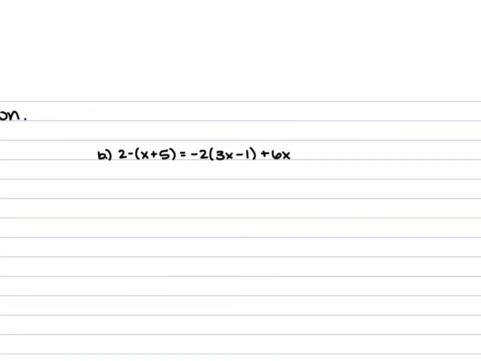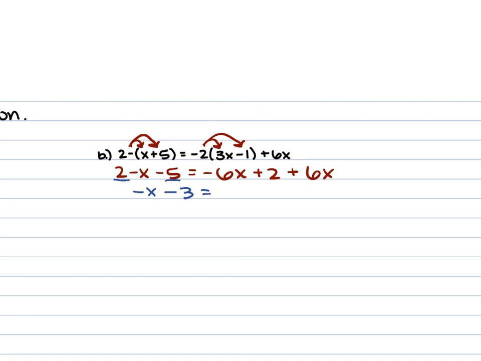And then for b, we're going to distribute the negative 2. So this is going to be 2 minus x minus 5 is equal to negative 6x plus 2 plus 6x. On the left side, the 2 and the 5 combine to give us negative x minus 3. On the right side, the 6x's cancel since they're opposites, so we're just left with the 2.